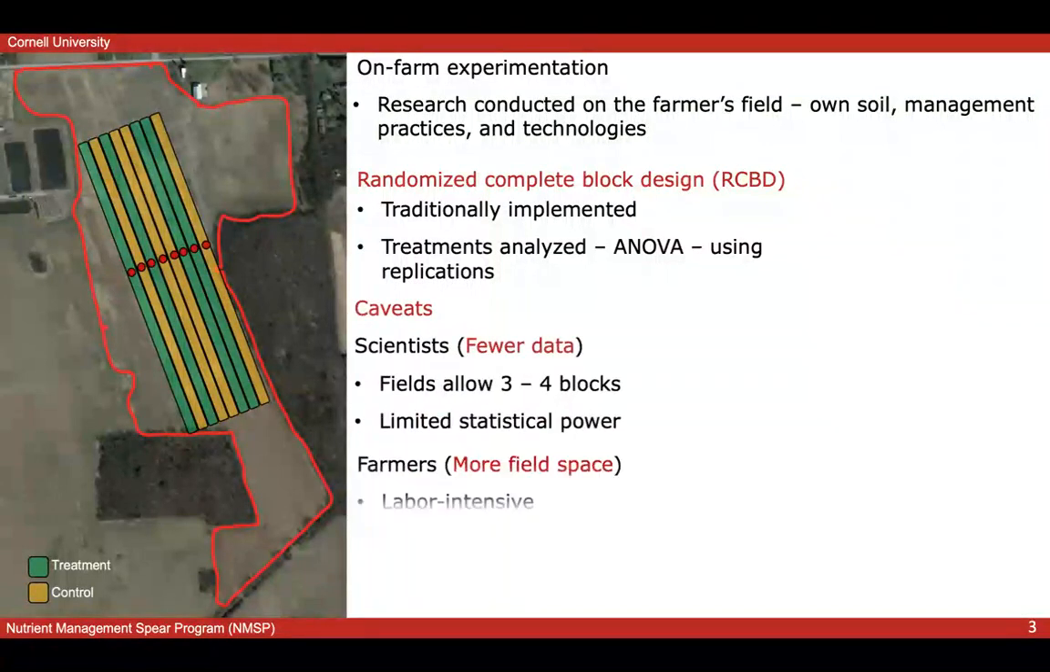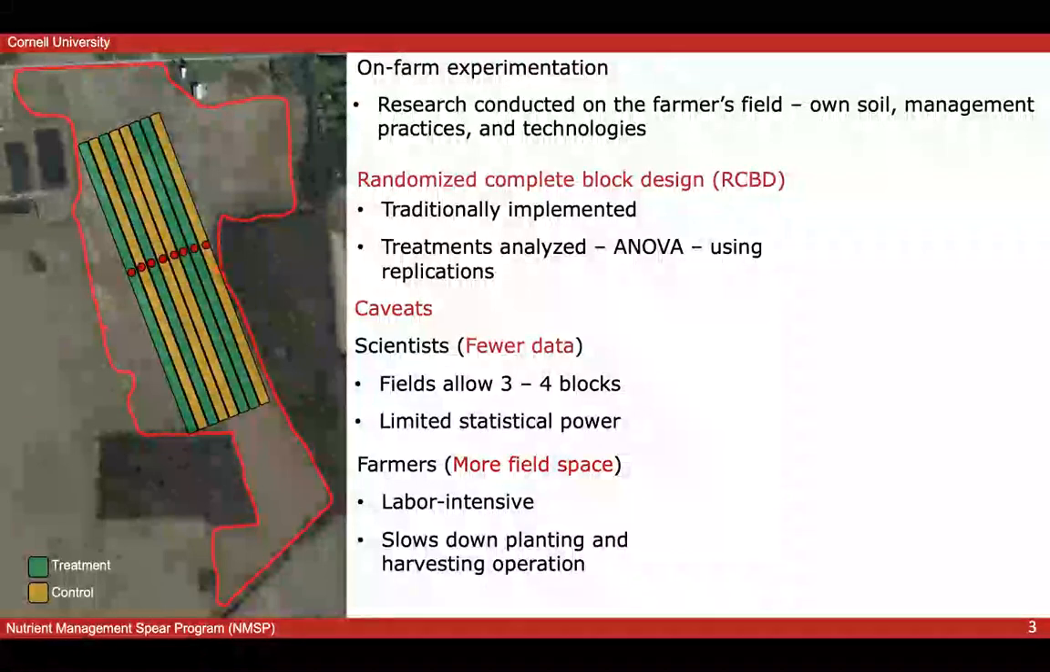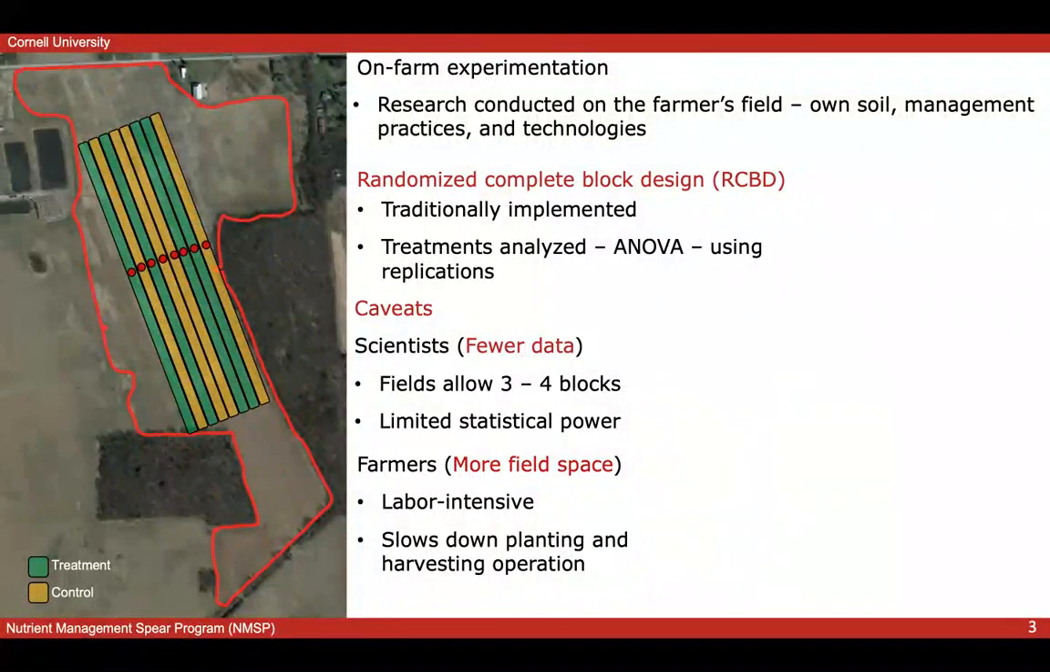However, some of the caveats of this design are that it limits the statistical power, as there is only one data point recorded per strip, and because of the design, it occupies more space and therefore is labor intensive and slows down crucial operations.